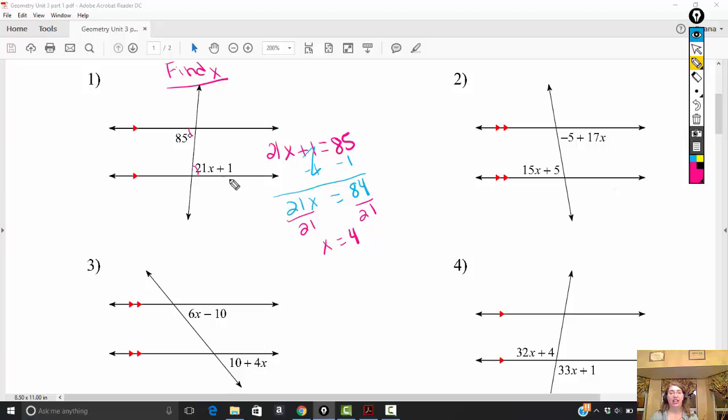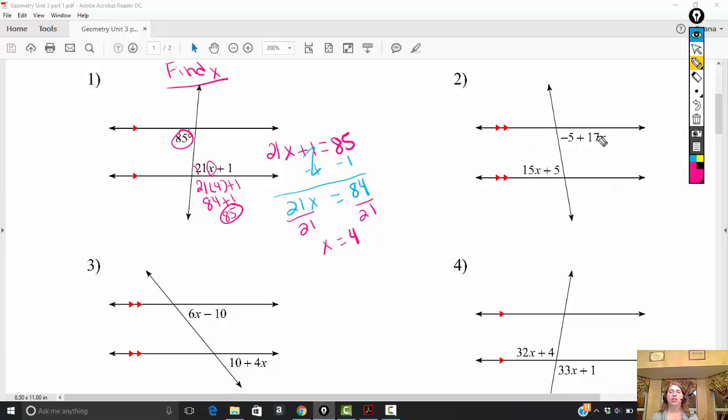If I needed the actual angle measure, and you could check this, you could take the x and substitute it in and do 21 times 4 plus 1. 21 times 4 is 84, and 84 plus 1 is 85, which gives us a check because we said these two were equal angle measures.